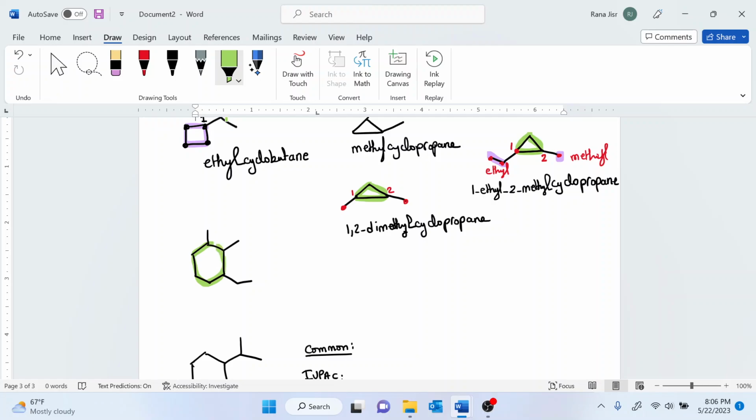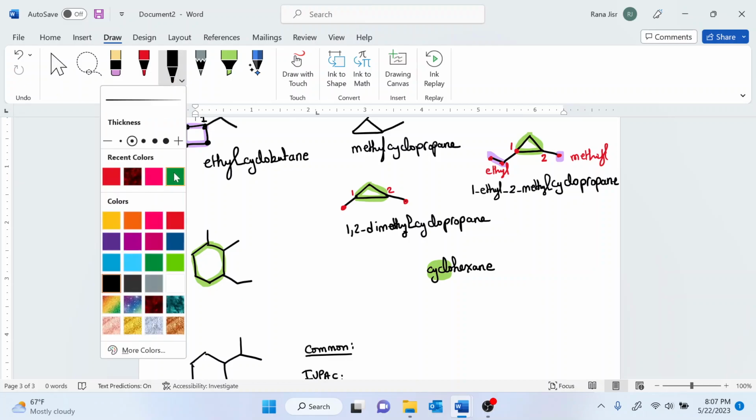Count the number of carbons in the cycle. This is a 6 carbon, so that is going to be a cyclohexane. Put it at the end. Again, do not forget the word cyclo. Cyclo is a must. And now you're going to start by numbering your substituents in there. You want to give them the lowest number possible. So it makes sense you're not going to start from the center and number. You're going to start either numbering from this carbon or numbering from this carbon, and moving to the second substituent to give it the lowest number.